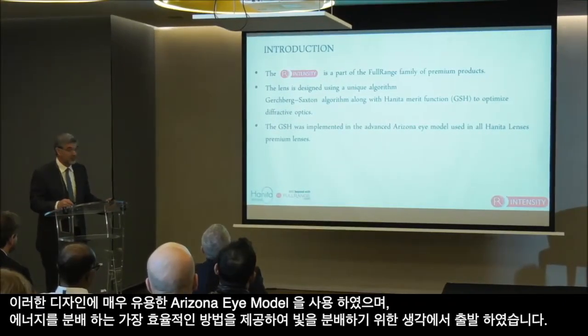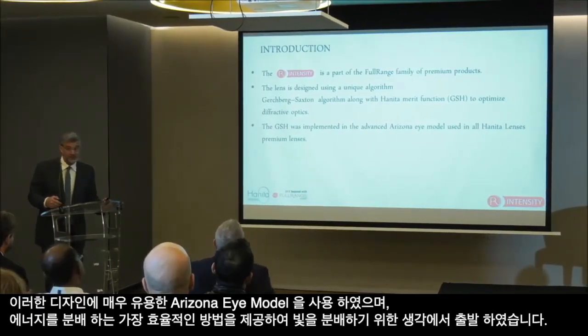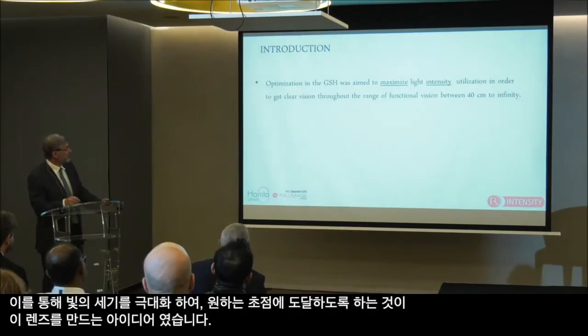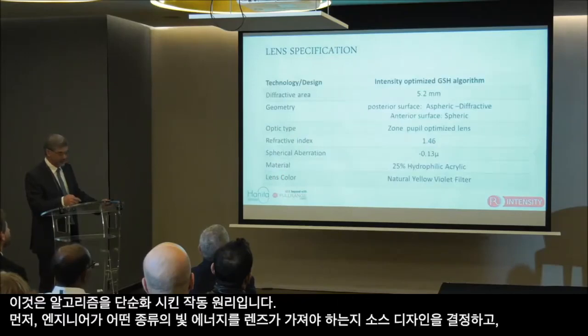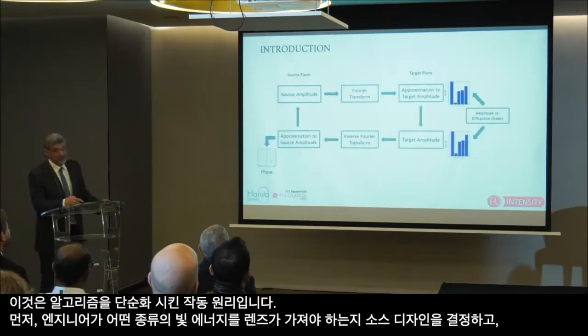The idea was to create a lens that would provide the most efficient way to distribute the energy. It maximizes the intensity at the eye, so most of the light will go to the foci that we would like, and the least will be distributed as light which is not effective. Now, this is the principle of how it works.